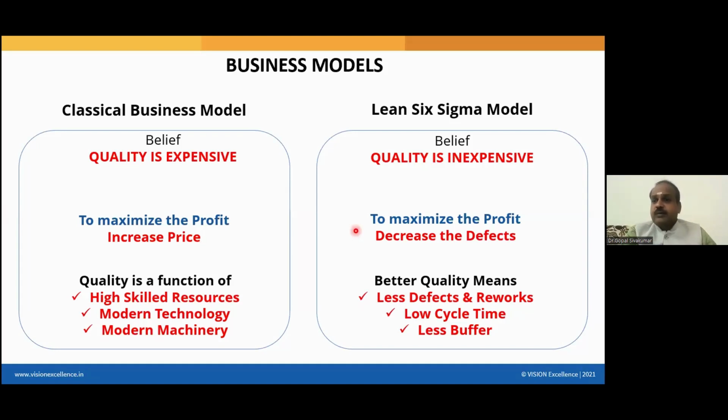Within a span of 5 years, they have grown the company 10 times. Bill Smith and then Michael Harry, they collaborated. An engineer collaborated with a statistician, who is Michael Harry, and has worked very well. They have achieved breakthrough results and helped Motorola to grow 10 times within a span of 5 years. The main idea is do things right at the first time. No defects, no rework, and also do it efficiently.